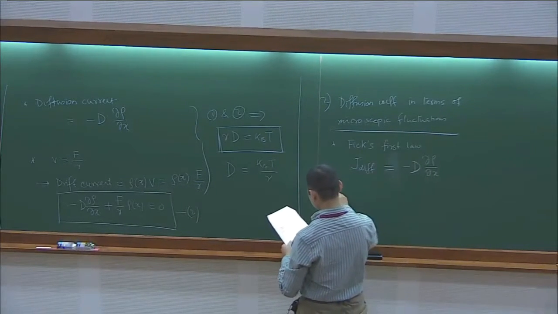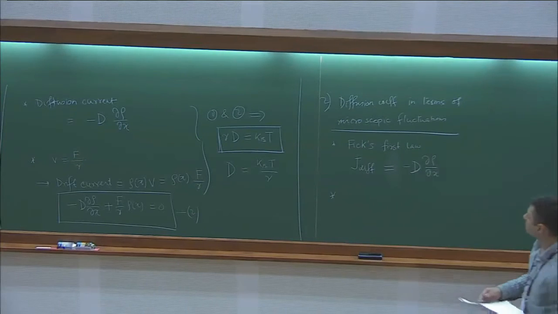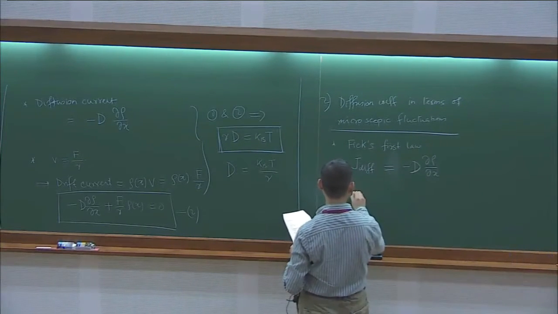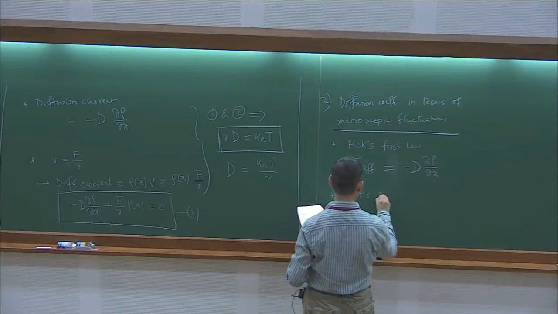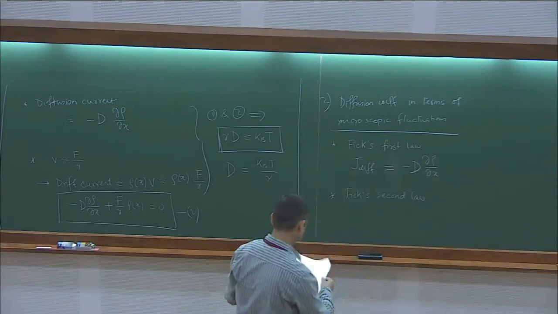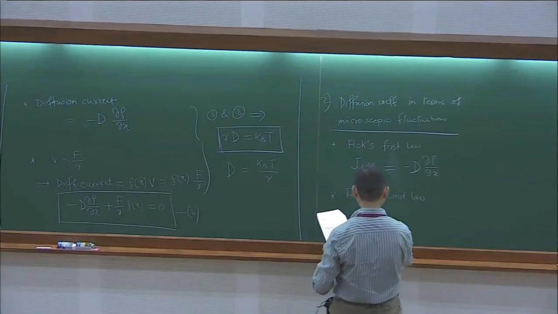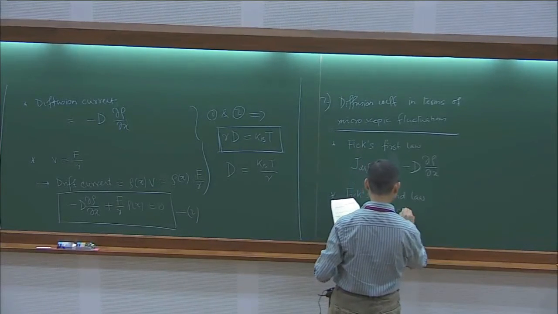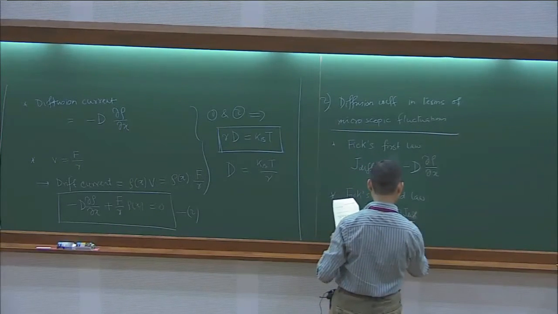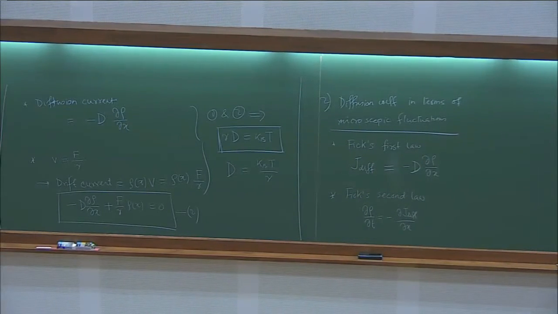Then there is also a continuity equation, because the particles cannot get destroyed or created. The continuity equation, also known as Fick's second law, says that del rho by del t is equal to minus del j diffusion by del x. I am doing it in one dimension, but you can easily generalize to any dimension, so this is true for any dimension.